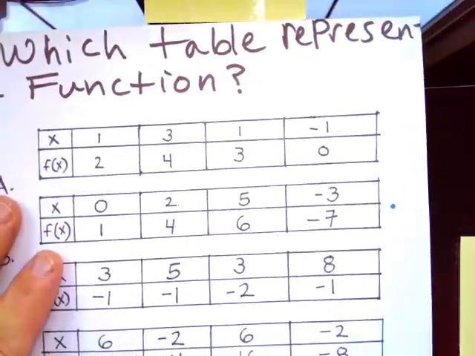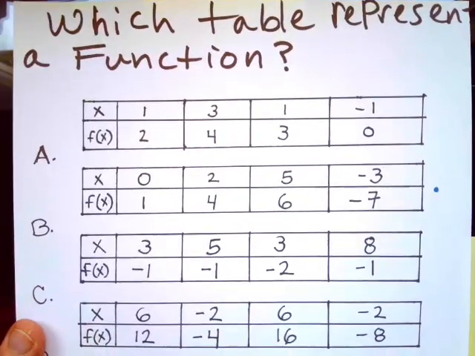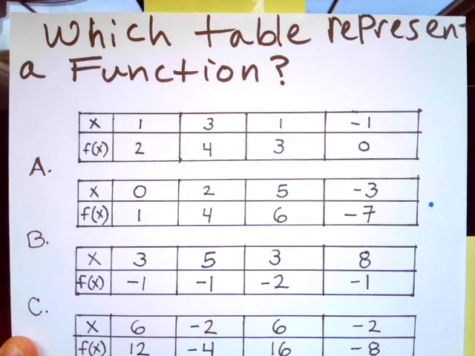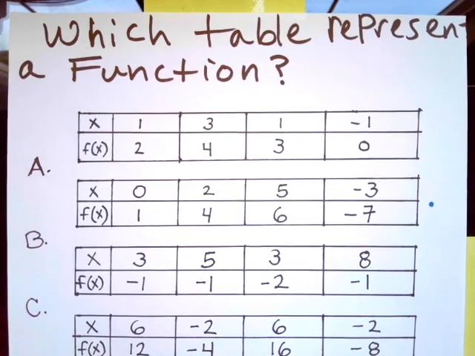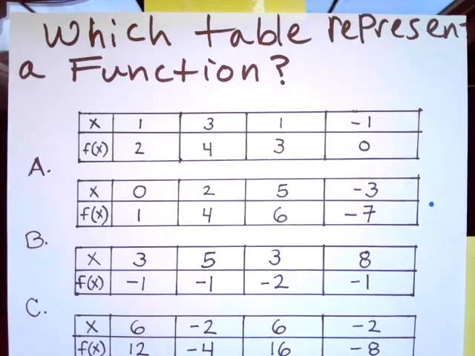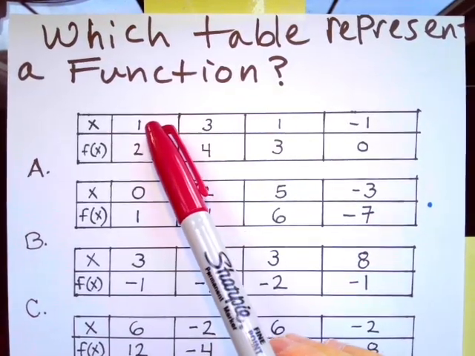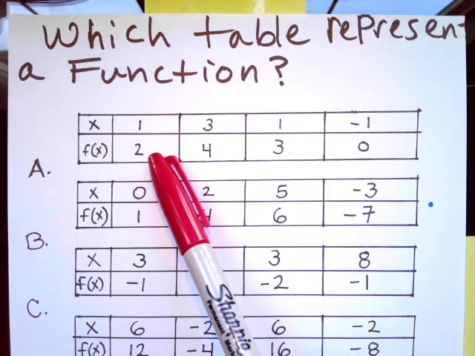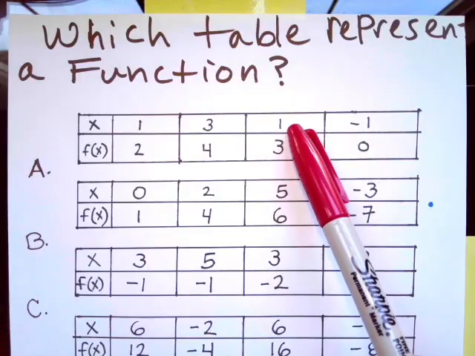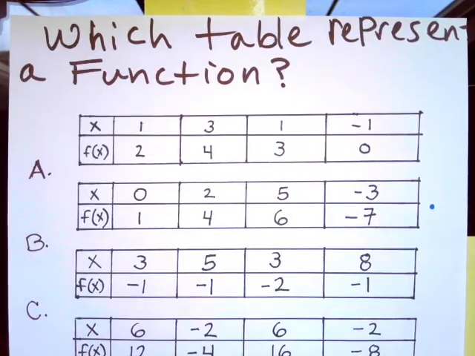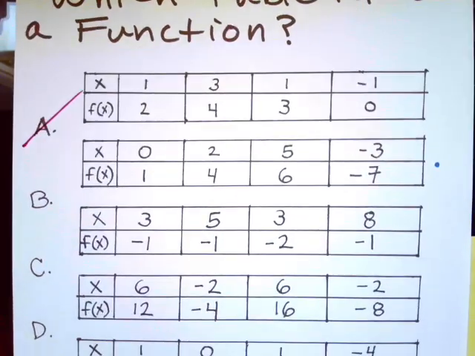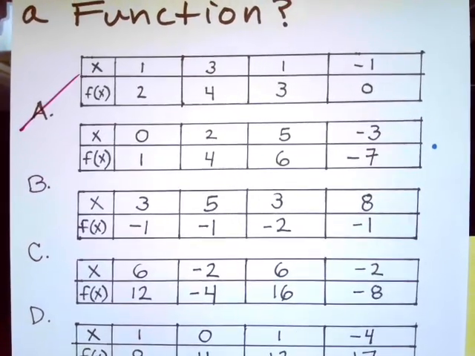So let's go ahead and take a look at the test question example that you see here. And so we'll go over one at a time, right? Function or not a function. And so you can see here we have x is 1, y is 2. X is 3, y is 4. X is 1, but y is not 2. I'm just going to stop right there. Not a function. I'm crossing off A.